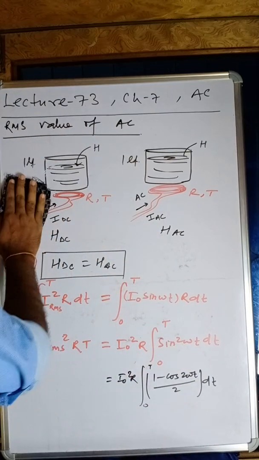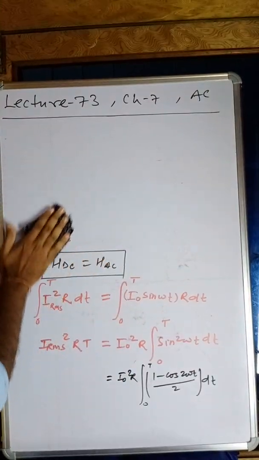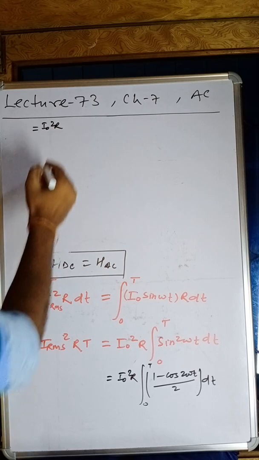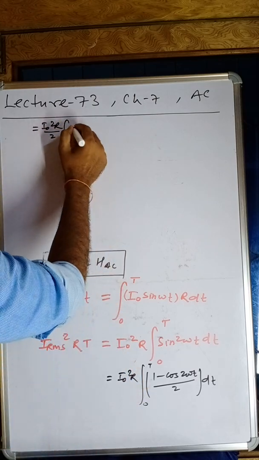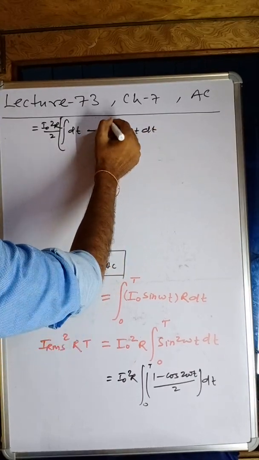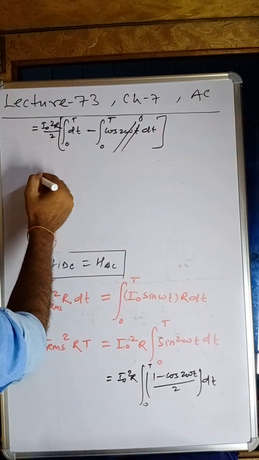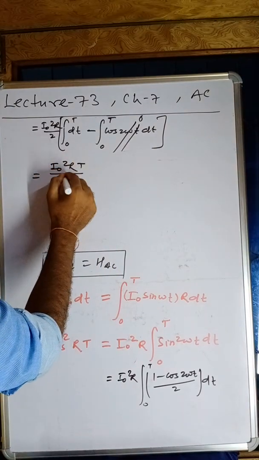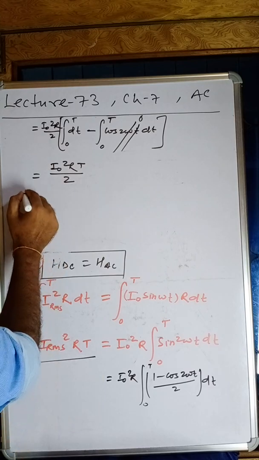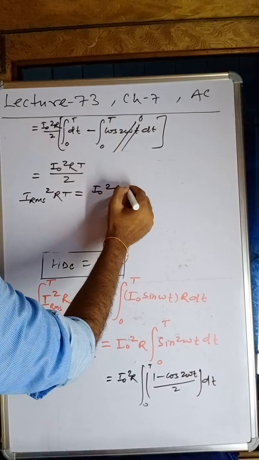Now from here I'm going to find the value of the integration. It equals I naught square R divided by 2, times the integral of dt minus the integral of cos 2 omega t dt from 0 to t. This second value will be 0, as we have integrated right now, and this will be I naught square R t over 2, since it is t minus 0, which is t. This equals I RMS square R t. So I RMS square R t equals I naught square R t over 2.